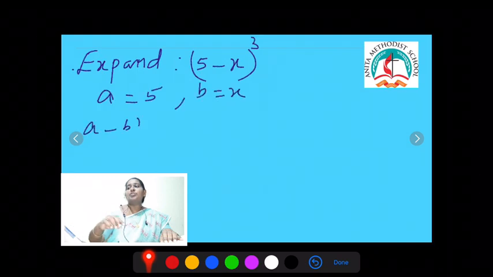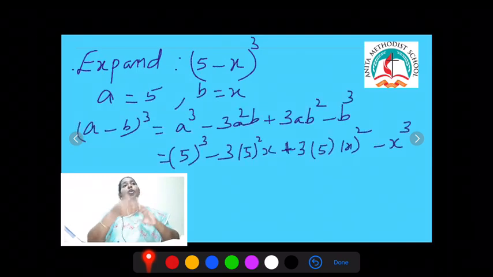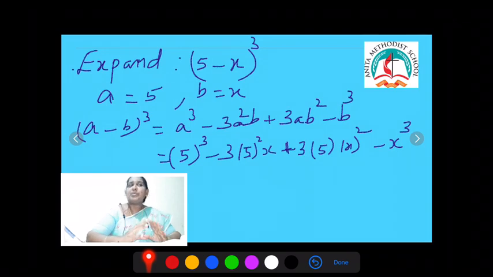The same way we are going to expand with the minus: a minus b the whole cube. We are going to find out the a minus b the whole cube formula. Same procedure, children. Instead of plus, here we are writing the minus. So a minus b the whole cube is equal to a cube minus 3a square b plus 3ab square minus b cube. What is your a? 5. What is your b? x. Apply in that place.